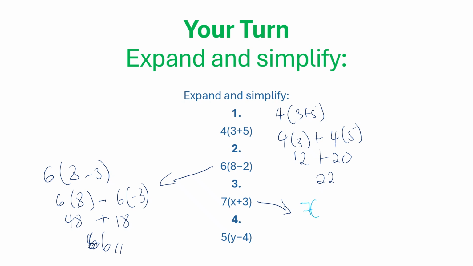Then we have this expression: 7 times (x plus 3) is 7x plus 7 times 3. So 7x plus 7 times 3, which is 21. I want you to try the last question on your own.